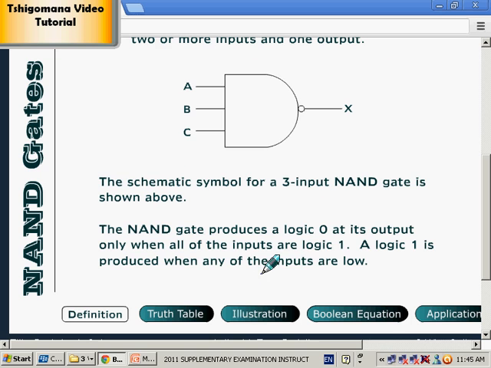The NAND gate produces a logic 0 at its output only when all of the inputs are logic 1. A logic 1 is produced when any of the inputs are low. Let me repeat this for the sake of effect. The NAND gate produces a logic 0 at its output only when all of the inputs are logic 1. A logic 1 is produced when any of the inputs are low.